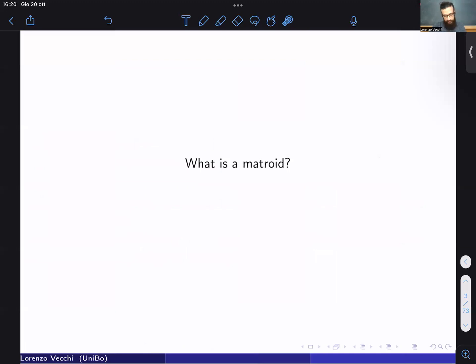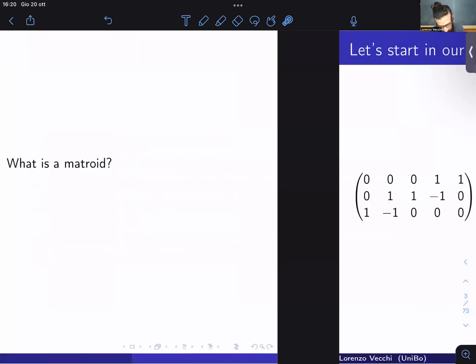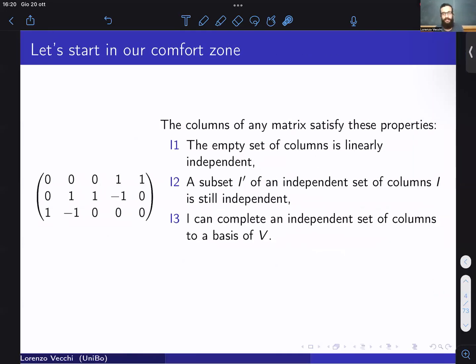Okay, so let's start by asking ourselves, what is a matroid? To introduce matroids, I'm going to start with something that I hope everyone is comfortable with, which is matrices and vectors from linear algebra. I'm going to fix a field K, take a matrix, and state some obvious properties about columns in a matrix. The first one is that if I take an empty set of columns, this is a linearly independent set, so no relations because it's an empty set.